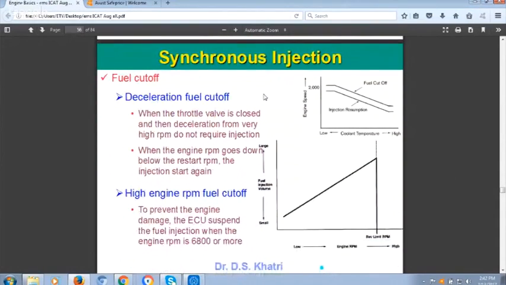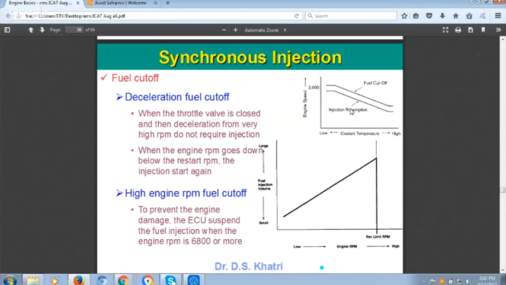Deceleration cutoff: I can cut off the fuel supply, suppose at 2000 RPM, and I can restart it. I can make a control strategy. If the RPM is achieved around 2000, I can restart the injection duration. If RPM is 6000, I cut off the fuel supply. From 6000 to 5000, cut off.